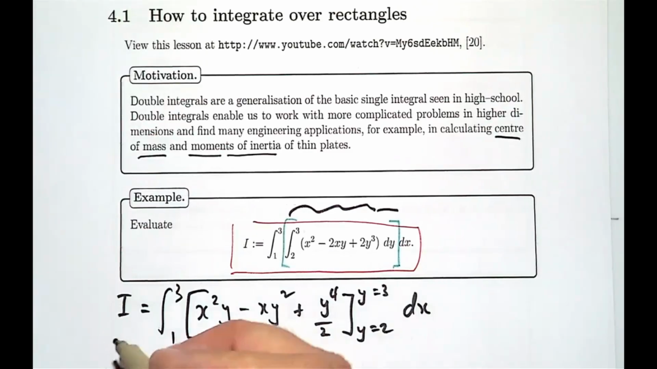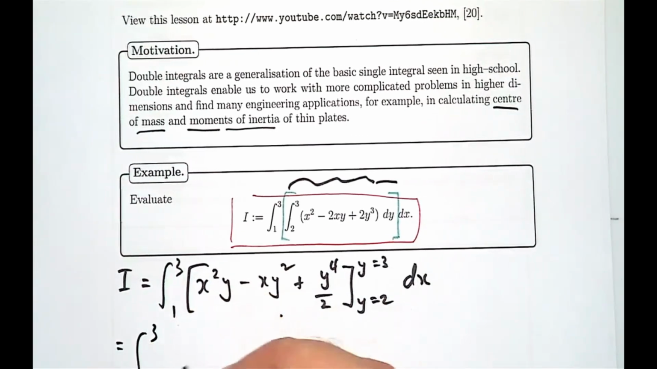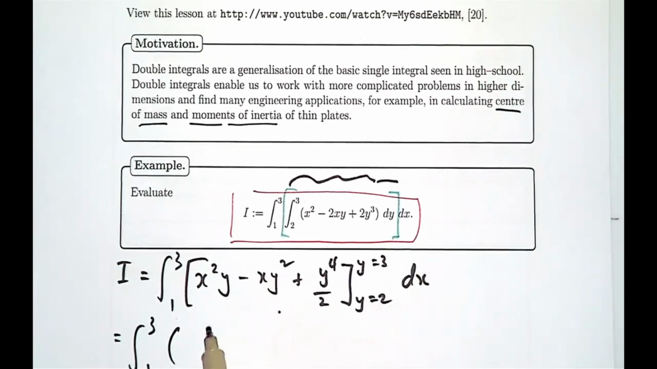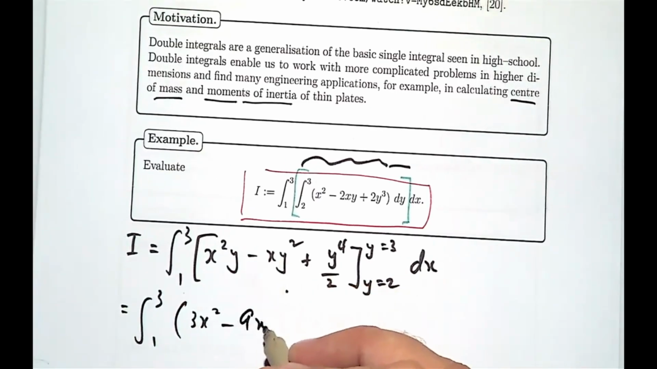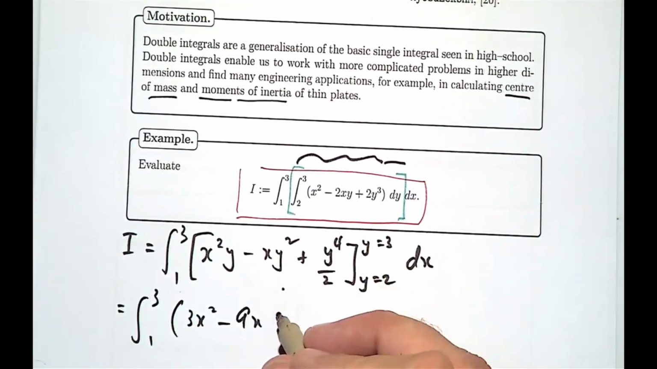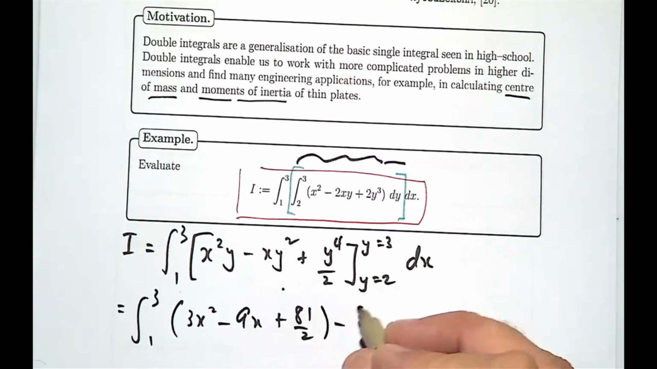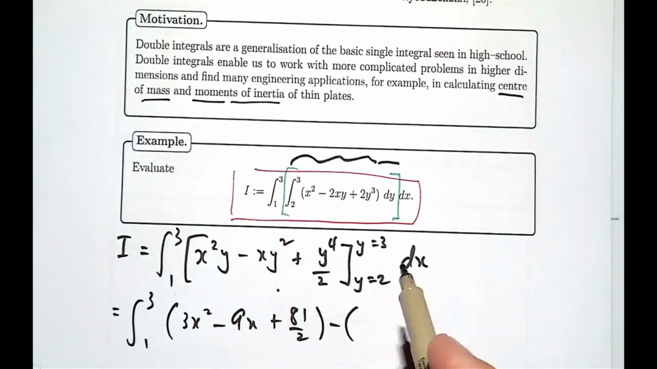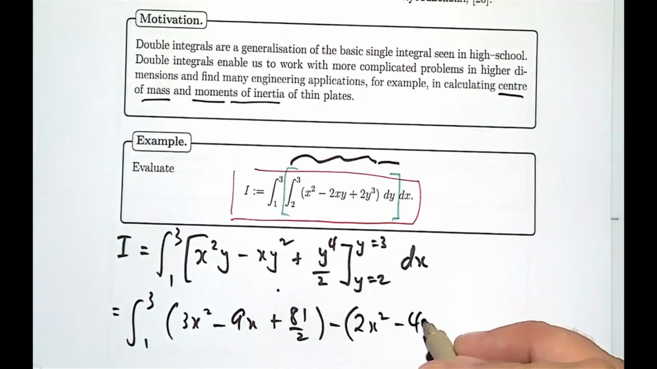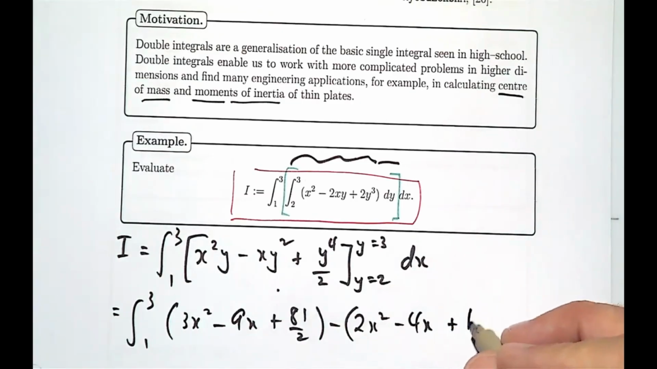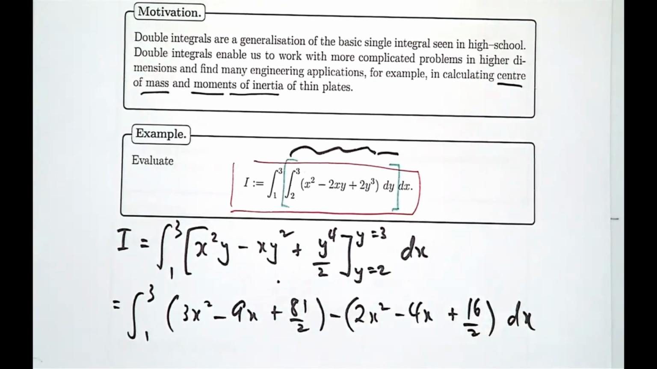Okay, so let's continue that. So it's going to be 3x squared minus 9x. Okay, 3 to the 4, 81. Minus, and then you plug in y equals 2. Okay, 2x squared minus 4x plus 16 on 2. All right, so it's a bit of a mess, but you can simplify this and then it's a regular integral that you know from school.